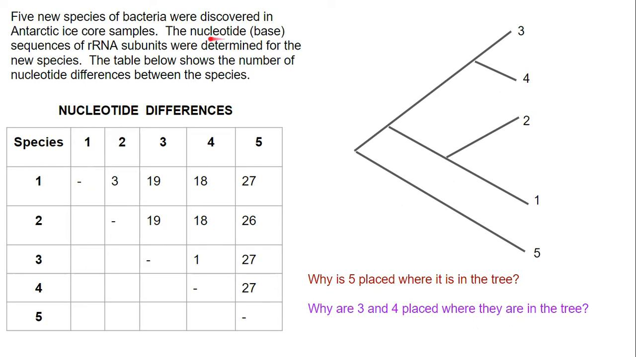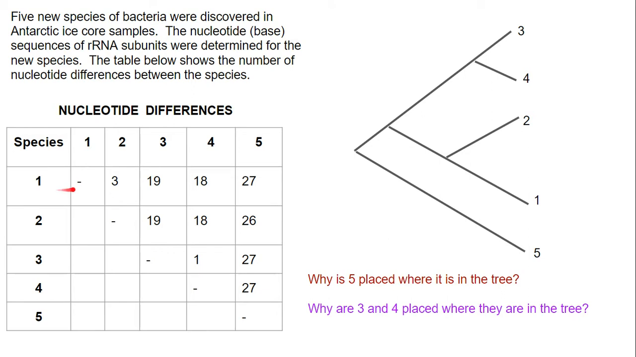The nucleotide base sequences of ribosomal RNA subunits were determined for the new species. The table below shows the number of nucleotide differences between the species. Now, you don't need to know whether it's this nucleotide subunit and all that kind of business. You just need to pay attention to the number of differences. Let me explain how these charts work once.